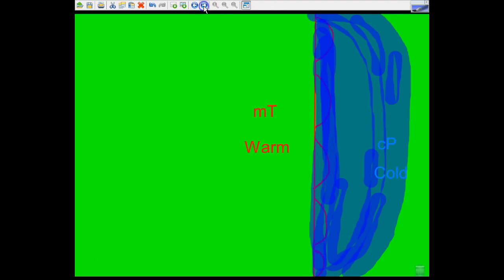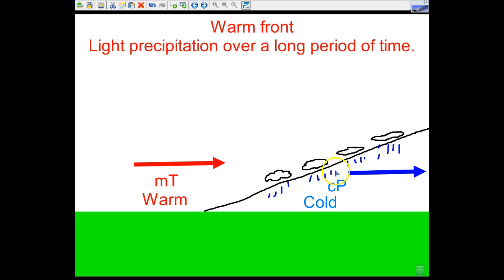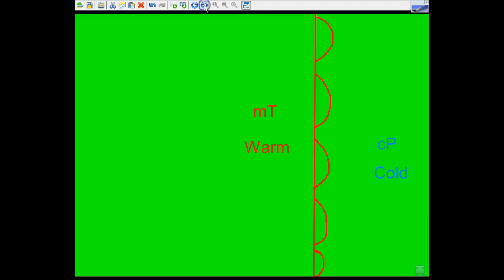And if we shaded the area of precipitation, it's a much larger area of precipitation than the cold front, and it occurs in front of the front itself. And if you look back over here, you can see that's where the precipitation pattern is. So you're in the warm air mass over here, but the precipitation is happening in front of it.